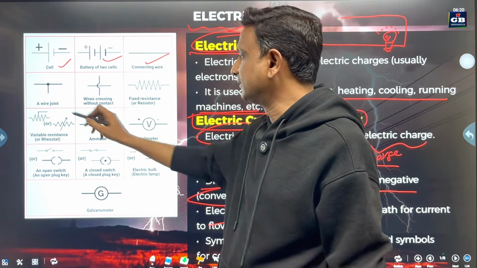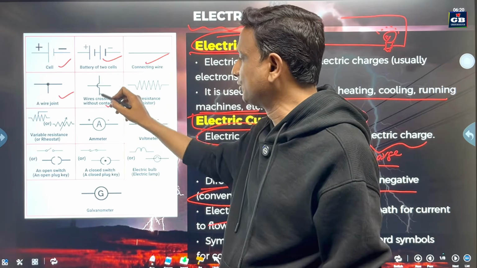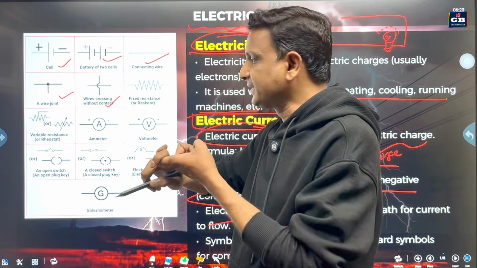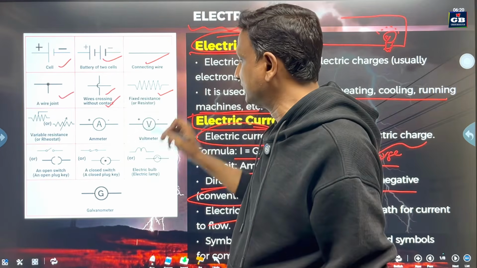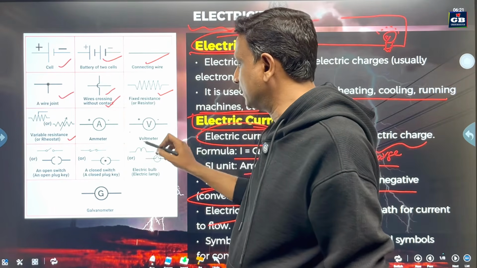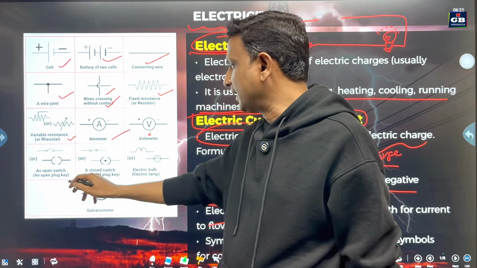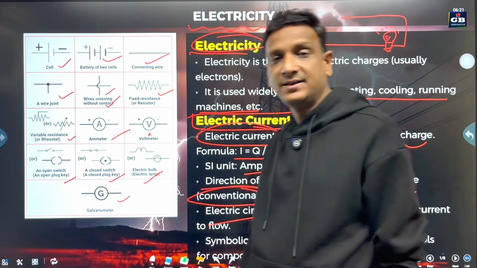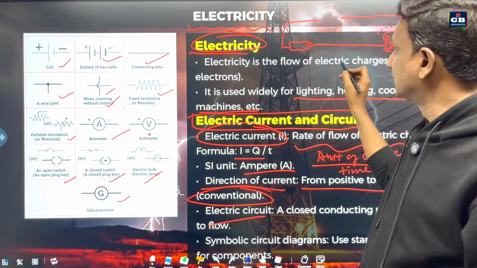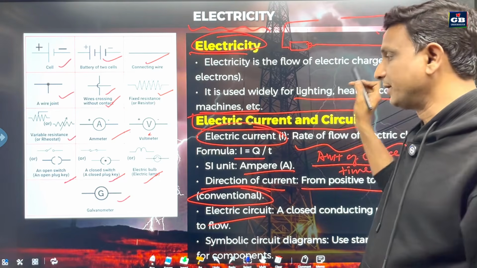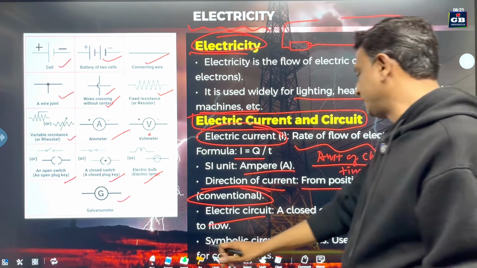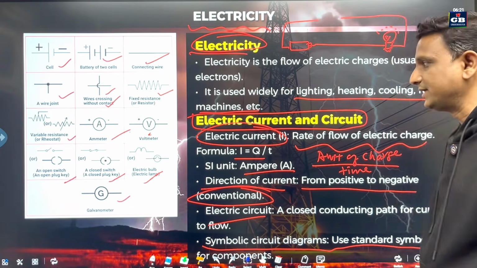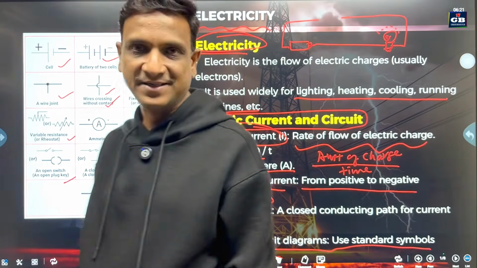This is the connecting wire. This is a wire joint. This is a wire crossing without contact. One wire like this, one wire like this; these two wires are not in contact, so it is shown like this. This is the resistance, variable resistance, ammeter, voltmeter, open switch, closed switch, electric bulb, galvanometer. While drawing a circuit, we can use different symbols to represent the components. The symbolic circuit diagrams use standard symbols for components. That is about the electric circuit and electric current.